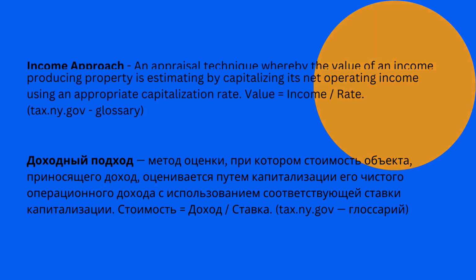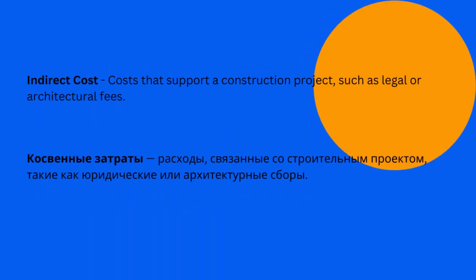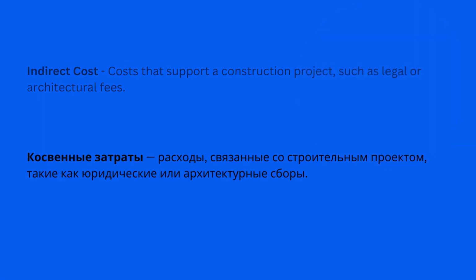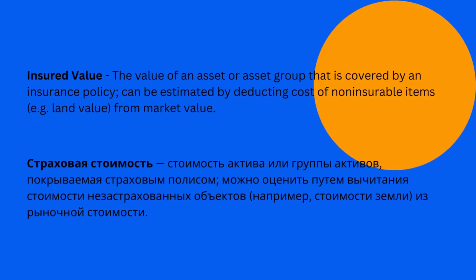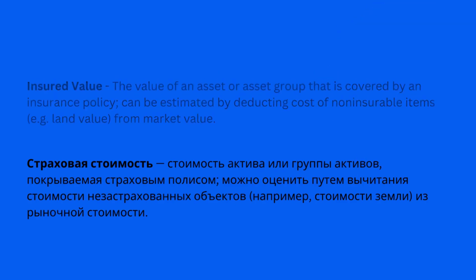Tax.ny.gov Glossary. Indirect cost. Costs that support a construction project, such as legal or architectural fees. Insured value. The value of an asset or asset group that is covered by an insurance policy can be estimated by deducting cost of non-insurable items, e.g. land value, from market value.